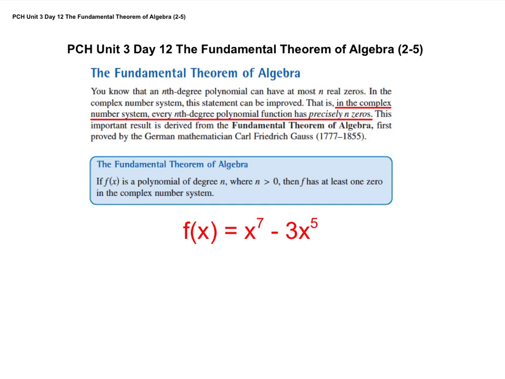Today I want to look at the fundamental theorem of algebra. And we're going to use this, and we're also going to look at how to find equations of functions. But the fundamental theorem of algebra says that in the complex number system, every nth degree polynomial function has precisely n zeros. Okay? Now, that's the complex number system.